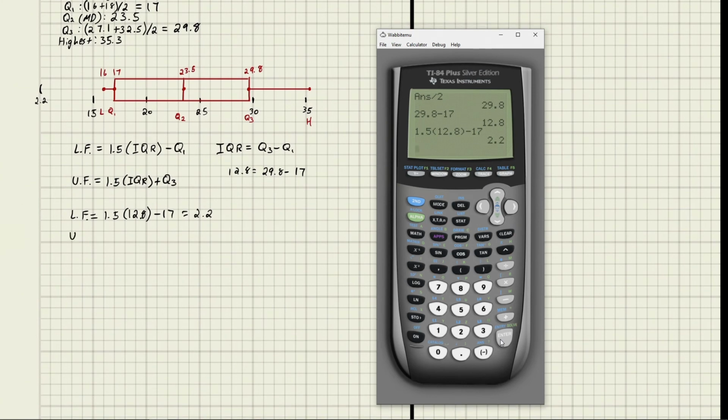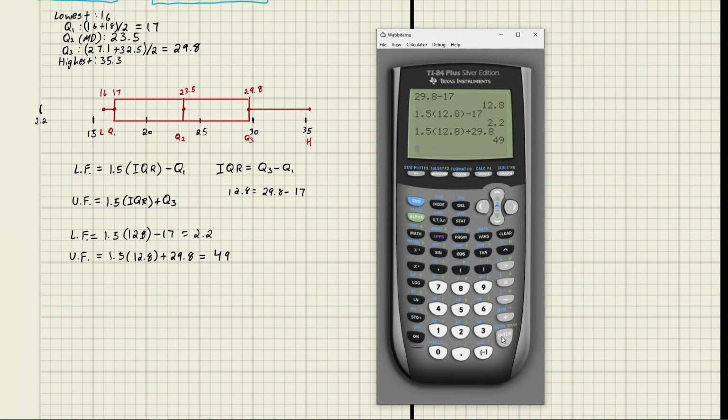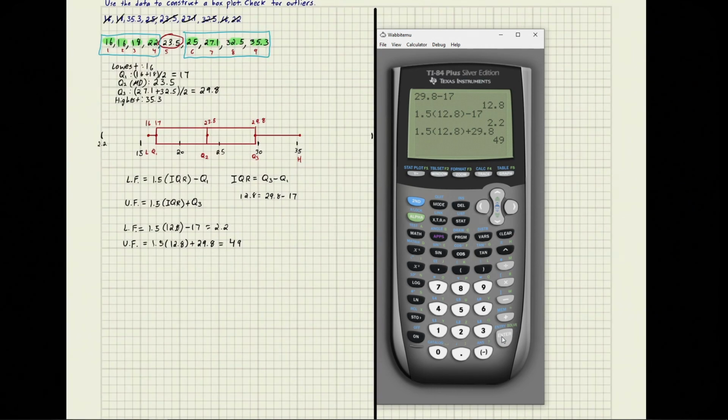For our upper fence, we have 1.5 times the interquartile range 12.8 plus the third quartile, which is 29.8. This will say if a value is too high. We get 49. We don't have any values above 49. 49 would be like way up here, right? It'd be really far away. So you could kind of tell that there would be no outliers here just by looking.